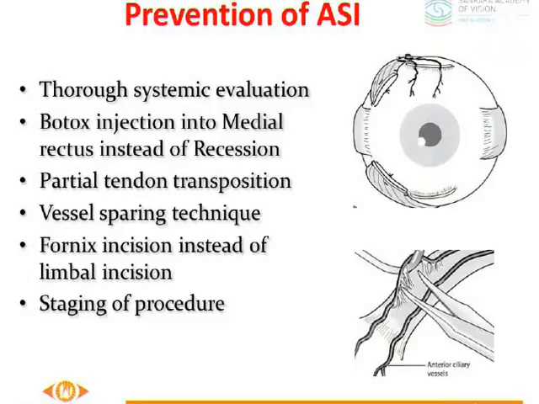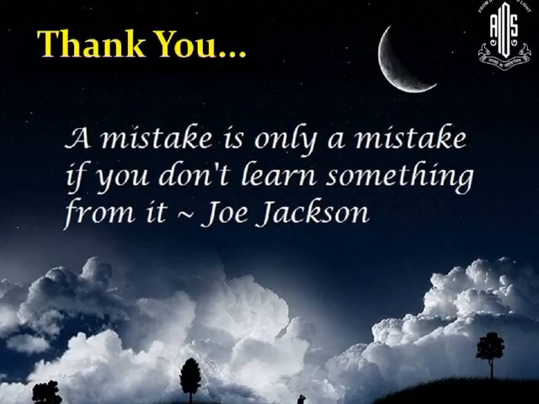That itself sometimes leads to anterior segment ischemia, so preferably a medial and lateral rectus recession can be done under a fornix incision, and then it's always better to stage the procedure. Initially you can go ahead with the medial and lateral rectus recession, then wait for 2 to 3 months, and then go ahead with the muscle transposition procedure. That sometimes helps. So I'll just conclude with this slide.